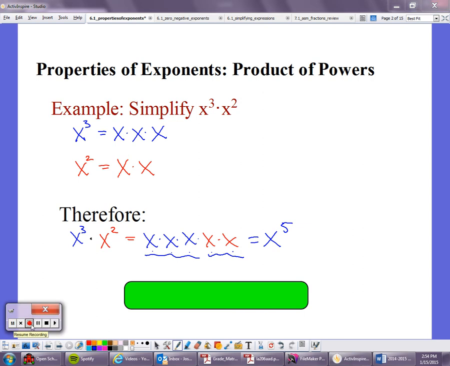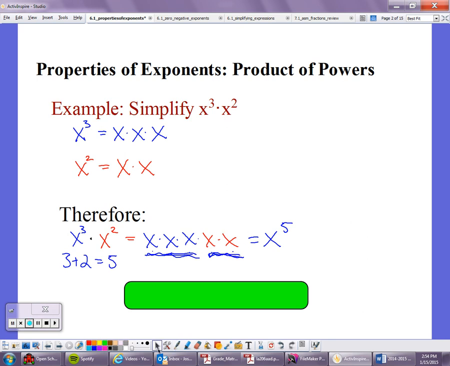How do we go from 3 and 2 to 5? Well, obviously that's addition. 3 plus 2 equals 5. And that makes sense that this is how it would work out, right? Because we have x cubed times x squared, so we're taking these 3 x's and then these 2 x's, and we're multiplying them all together. So 3 x's plus 2 x's, we should end up with 5.